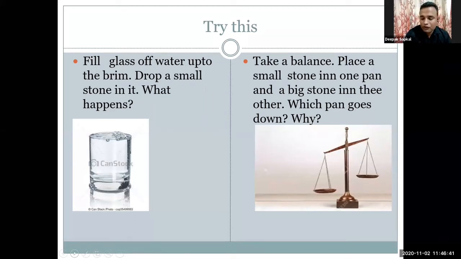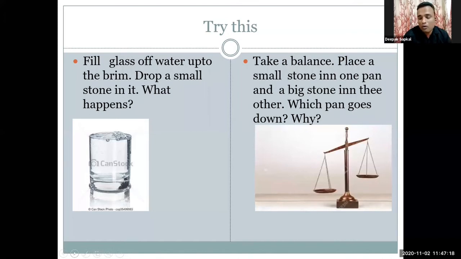Now if you think about volume, it is the amount of space that something contains or fills. See, what is volume? Volume means the amount of space that something contains or fills. Suppose there is a glass. How much water you can fill there is the volume of that glass. Your bottle: what amount of water you will fill in that bottle is the volume of that bottle.